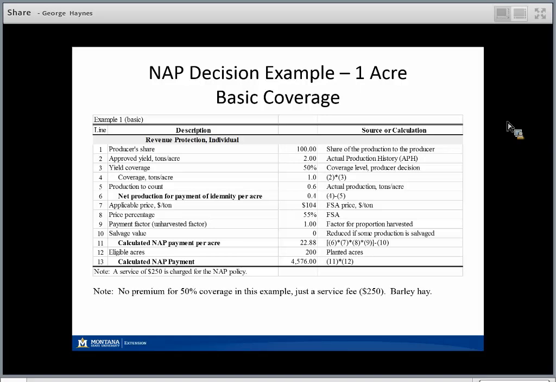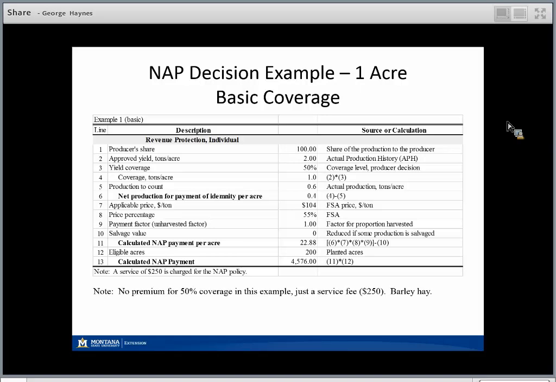And what price are they going to pay? Well, FSA has set a price on that of $104. That's for this year, $104 a ton. But you only get 55% of the price, so you're getting a little over $55 a ton based on 0.4 of a ton of hay that you're going to get paid for here. Don't worry about the payment factor. This is a matter of what percentage has been harvested, but we'll assume that's just 1. There is no salvage value, so don't worry about that either.